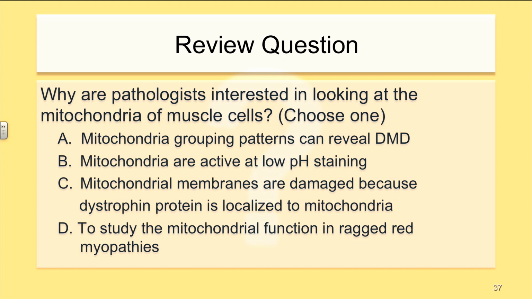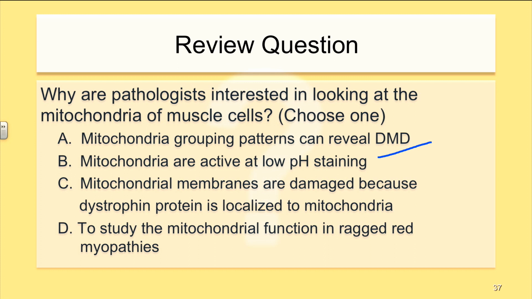We are going to have a review question, and you can take a few seconds to think about it. Why are pathologists interested in looking at the mitochondria of muscle cells? Mitochondria grouping patterns can reveal DMD, or Duchenne muscular dystrophy, sorry.